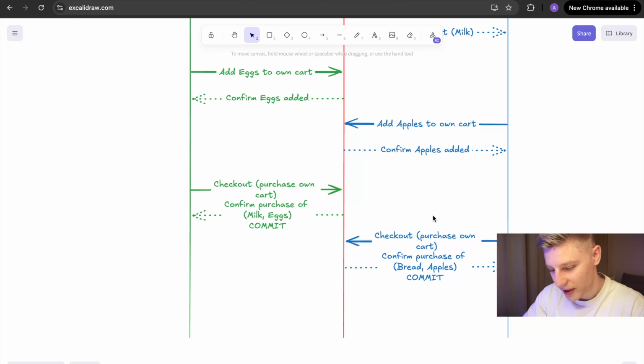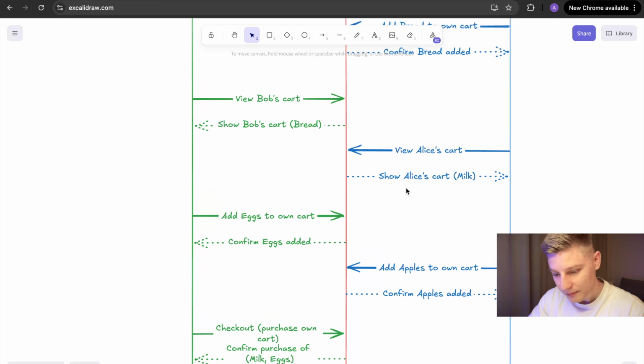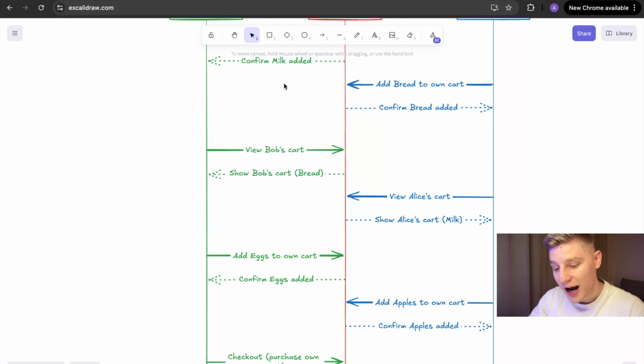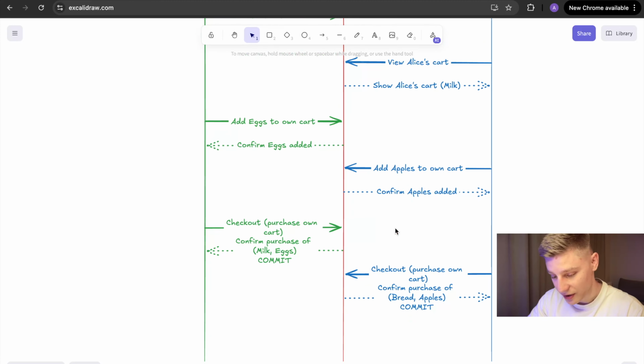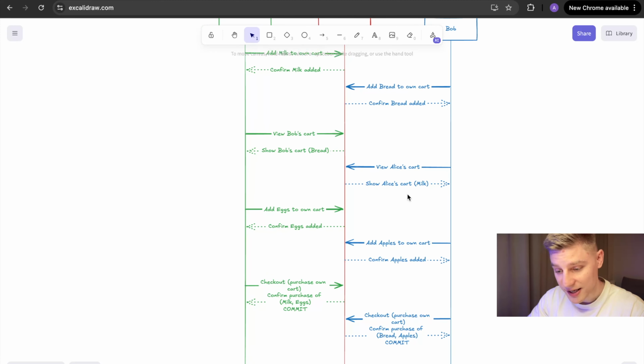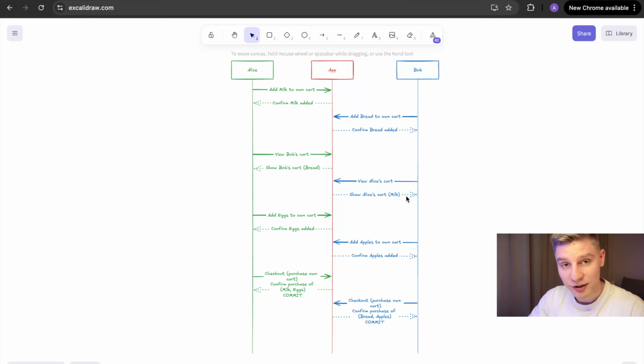And the same with Bob, so he makes checkout and buys the items. So as we can see, because of this app, they were able to buy only unique items. So Alice milk and eggs, and Bob bread and apples. And as the system used the transaction isolation level read uncommitted, they were able to see uncommitted changes of each other. So this is the example where read uncommitted actually can be used.